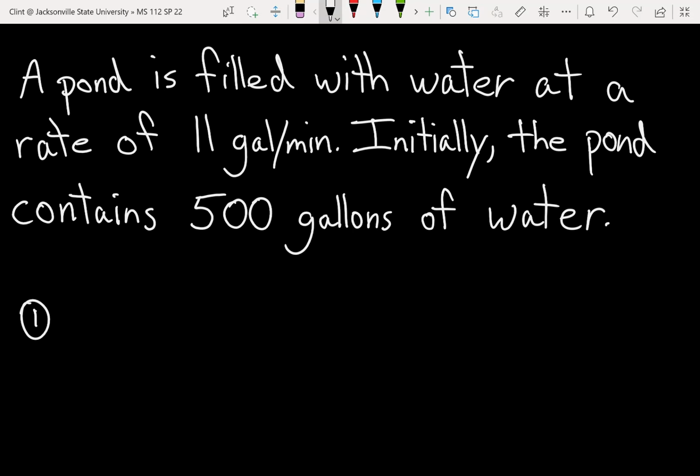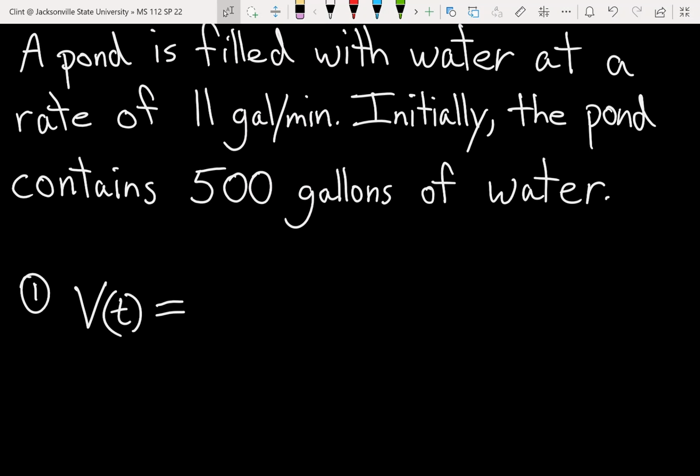So part 1 wants us to find a function that models how much water is in the pond at some given time t. It's going to be linear. It says find a linear function. And on this one, it even gives us the name for the function, so we can call it V of t, like the volume of the water for a given time t. So all we need to do is write down the function.